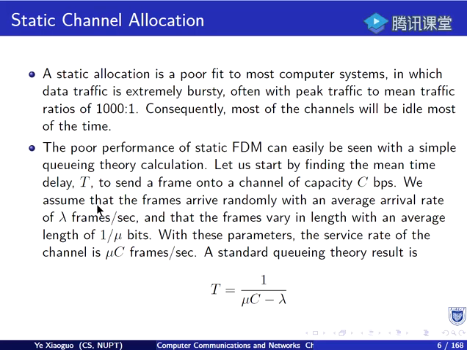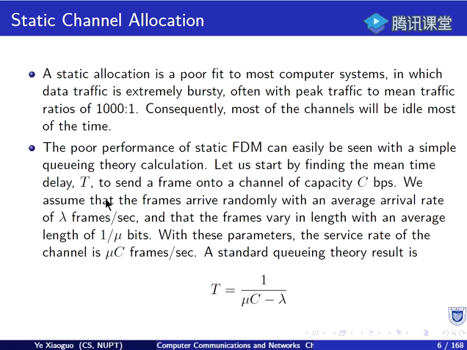A static allocation is poorly suited to most computer systems, in which data traffic is extremely bursty. That is why static allocation is inefficient, often with a peak traffic to mean traffic ratio of 1000 to 1. Consequently, most of the channels will be idle most of the time.